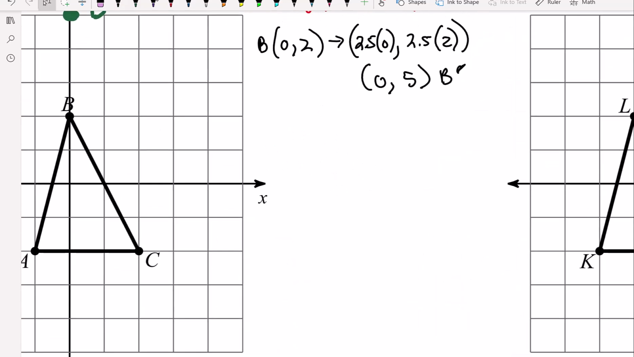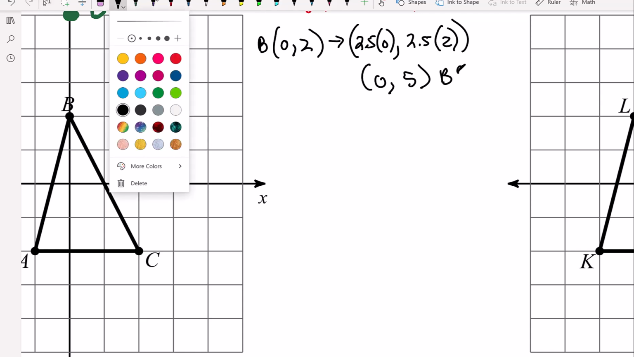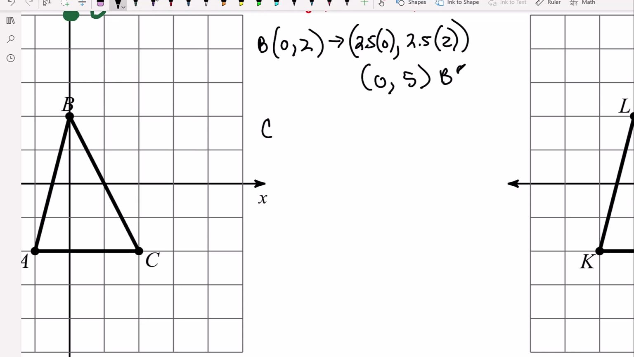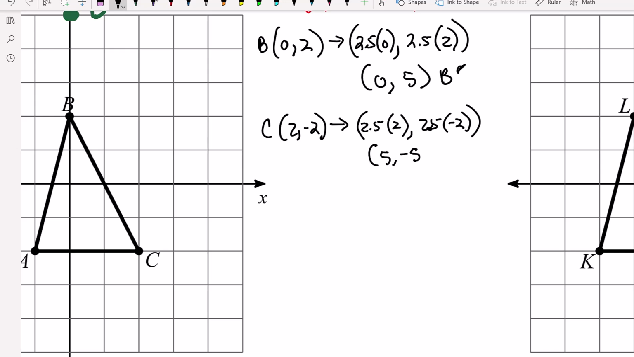All right, now let's do C. C is at positive 2, negative 2. We're going to multiply 2.5 times 2, and 2.5 times negative 2. And that gives us 5, negative 5. And that will be C prime. So at 5, negative 5, this is C prime. I meant to put that in.